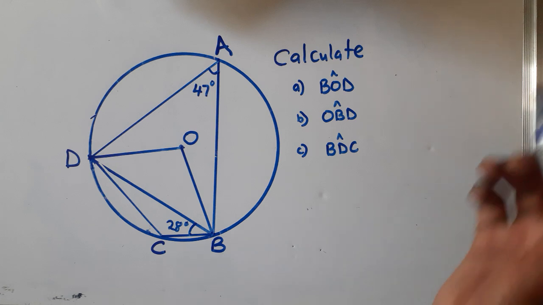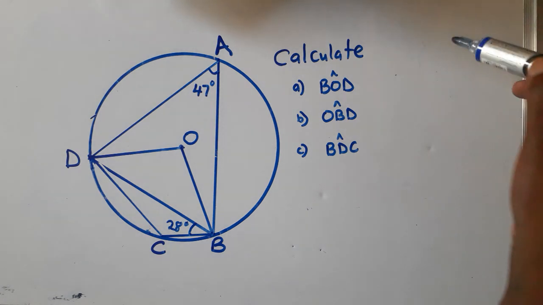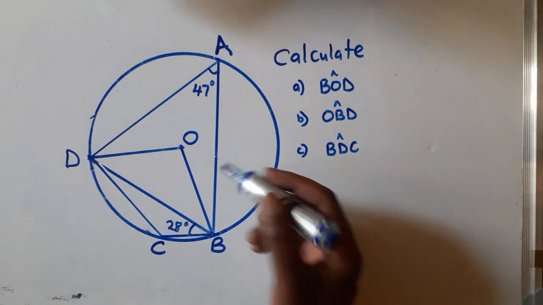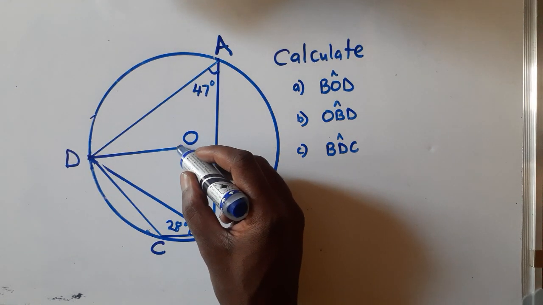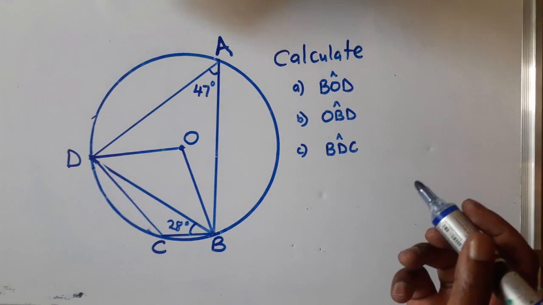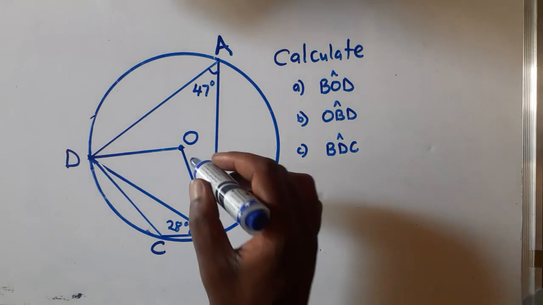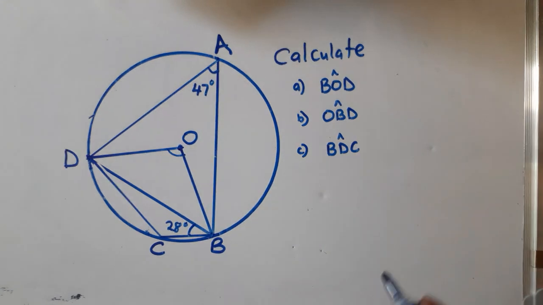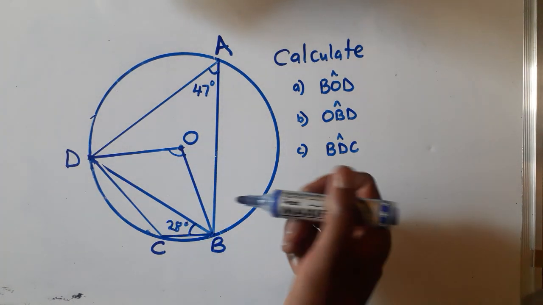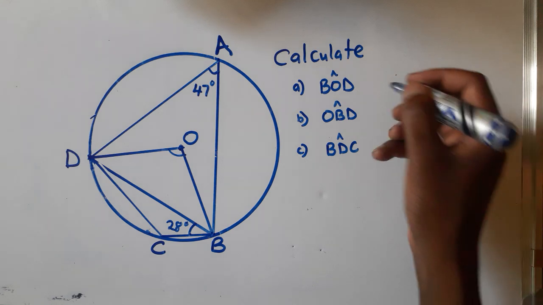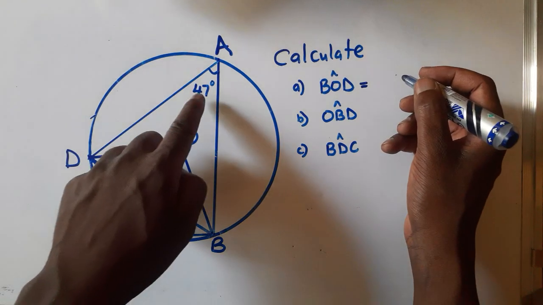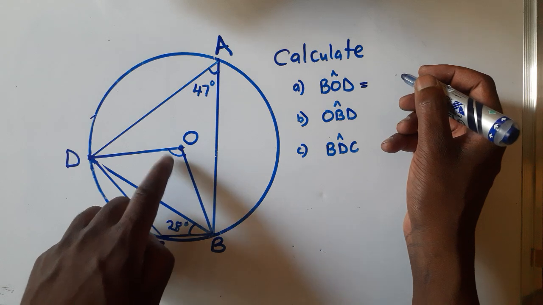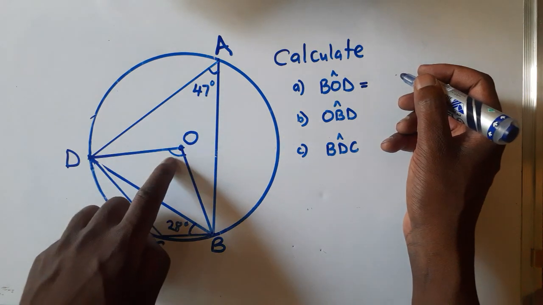All right, let's start. The first question that we are supposed to answer is BOD. This is the center. So if this one is a center here, we want this angle. I'm sure you have not forgotten that we say this angle is twice this one. This angle here, it's twice this angle.